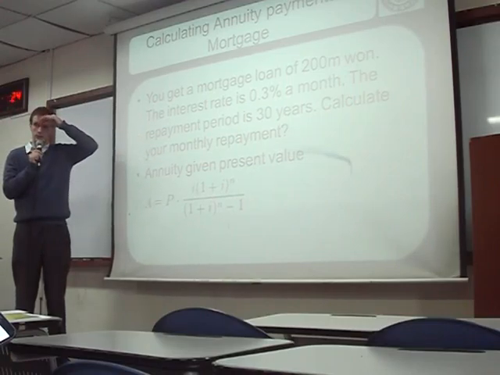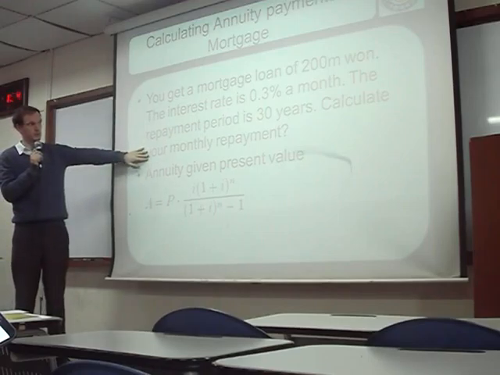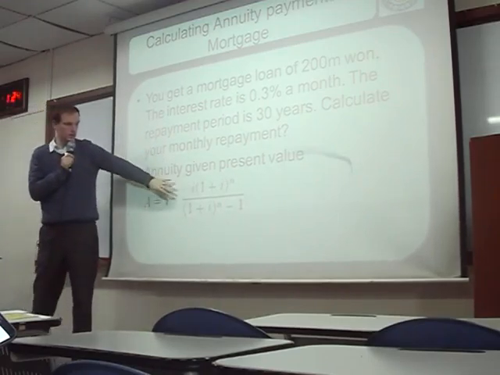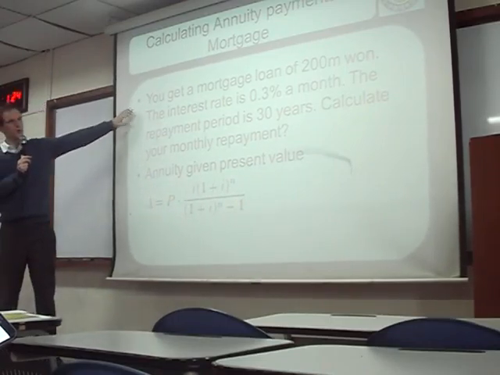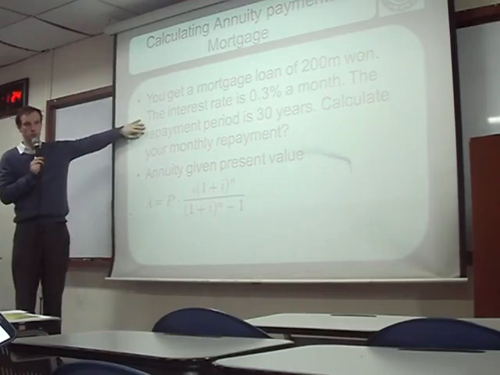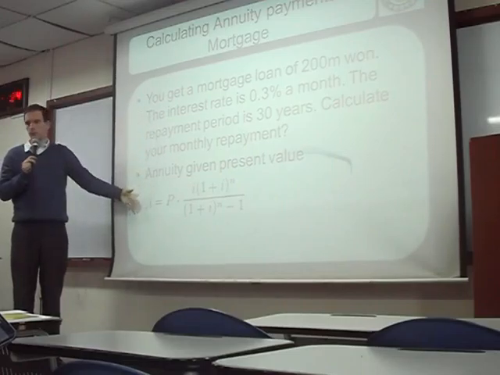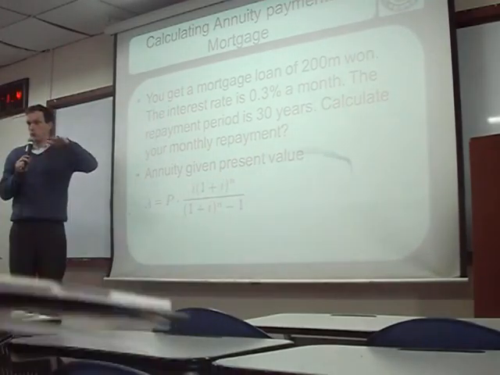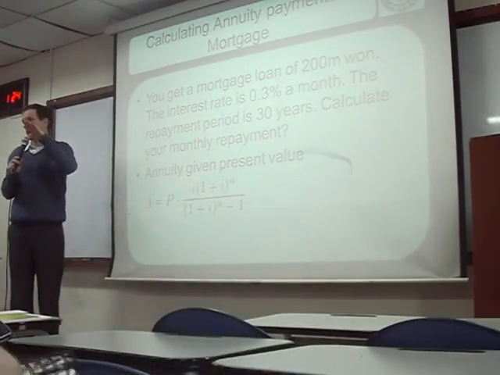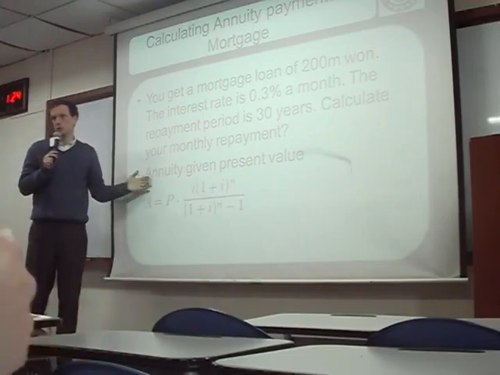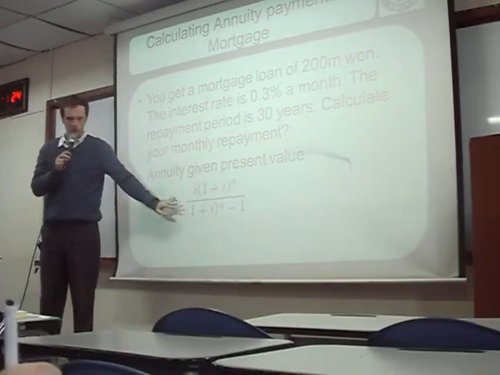How many months is in 30 years? 360. So calculate your monthly repayment. We can use this equation to calculate the monthly repayment. If you work in the bank, you'll have to do these kinds of calculations. Somebody asks you for the loan, and you tell them how much they're going to have to pay every month. They want to pay the same amount every month for the next 30 years. How much is that going to be? You're working in the bank, so tell me the answer. You're going to use this equation.